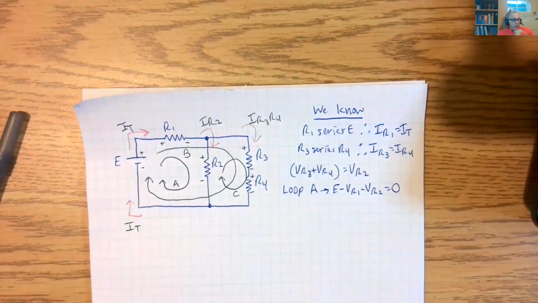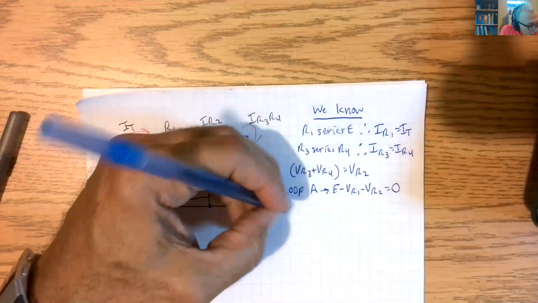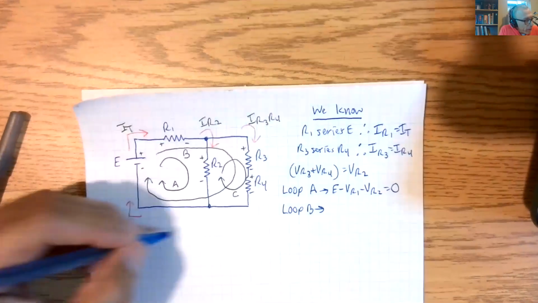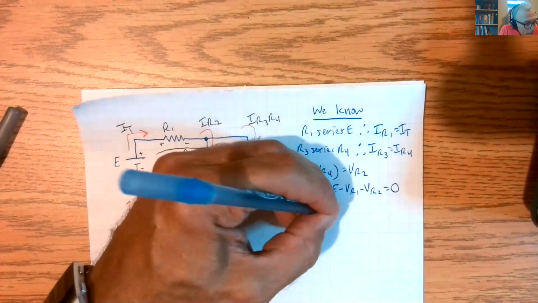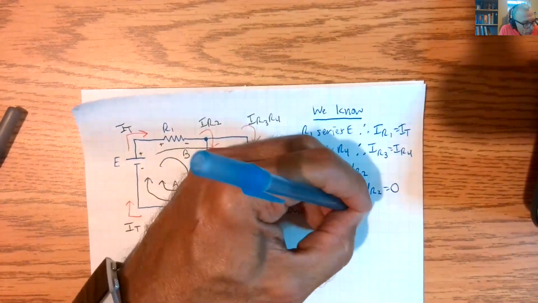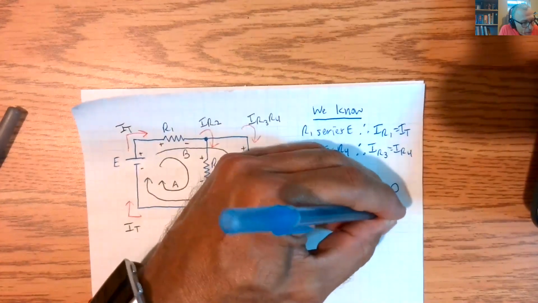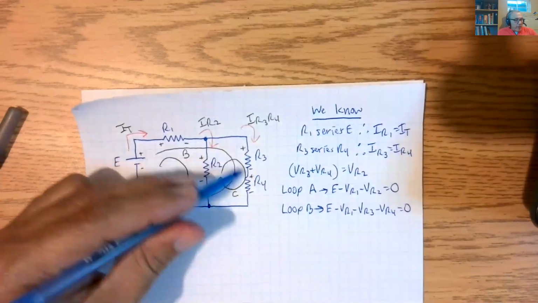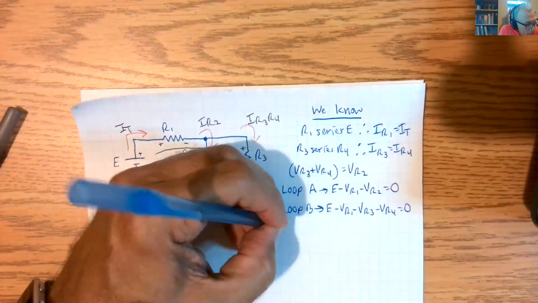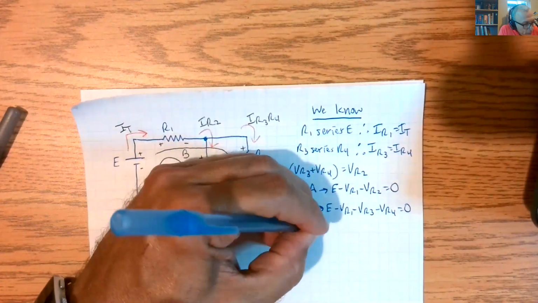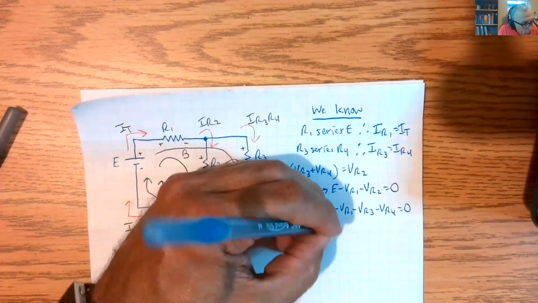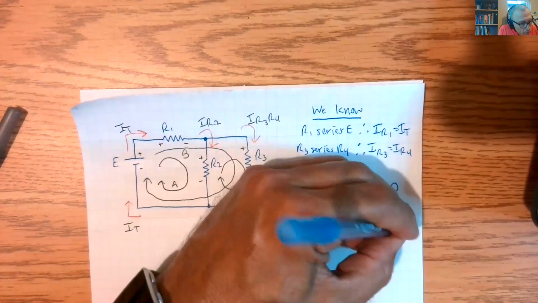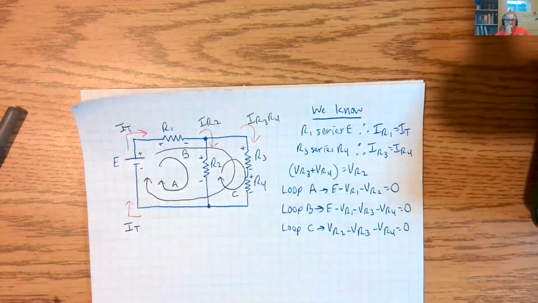Okay. Loop B, which is this big one, loop B has R1, R3, and R4, and E. So E minus VR1 minus VR3 minus VR4 is equal to 0. And then loop C here, similar to what we did last time, is VR2 minus VR3 minus VR4 equal to 0. Okay?